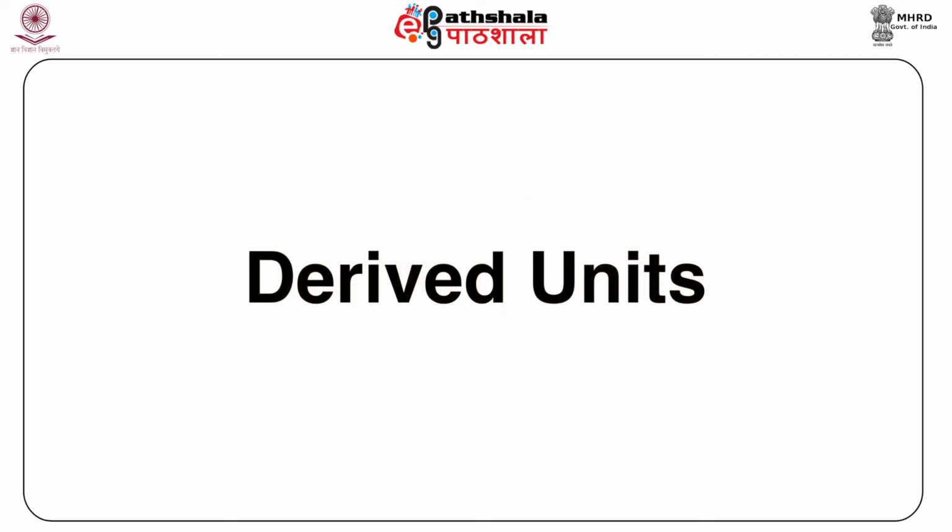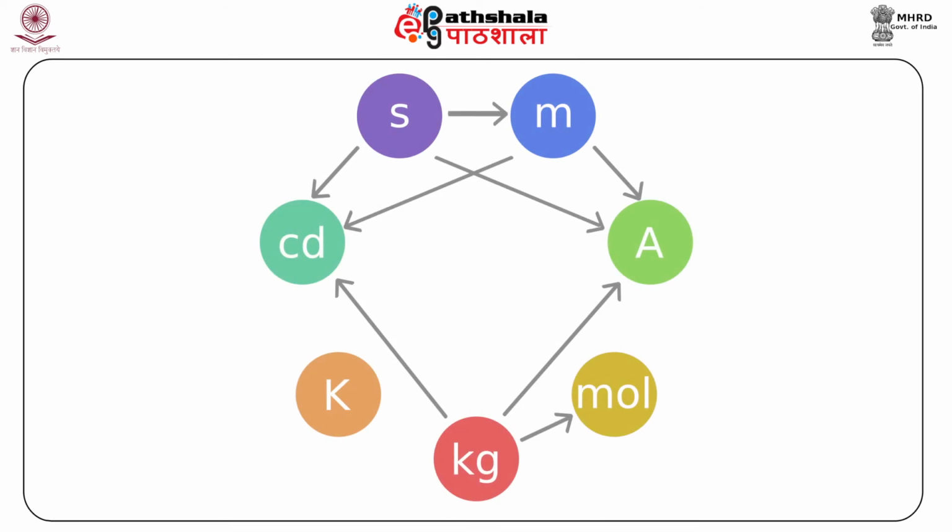Next is derived units. The 20th CGPM, which met on October 9 to 12, 1995, decided to remove the class of supplementary units as a separate unit class in the SI system.